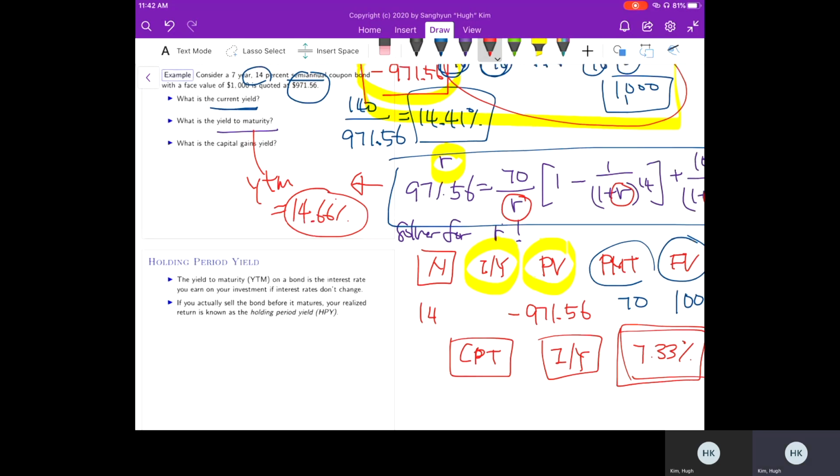Then what is the capital gains yield? The capital gains yield is the difference between yield to maturity and current yield. So this should be 0.25%.